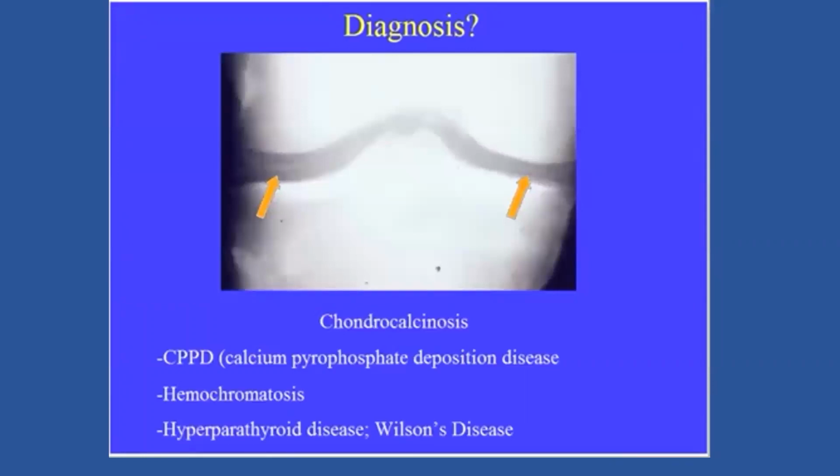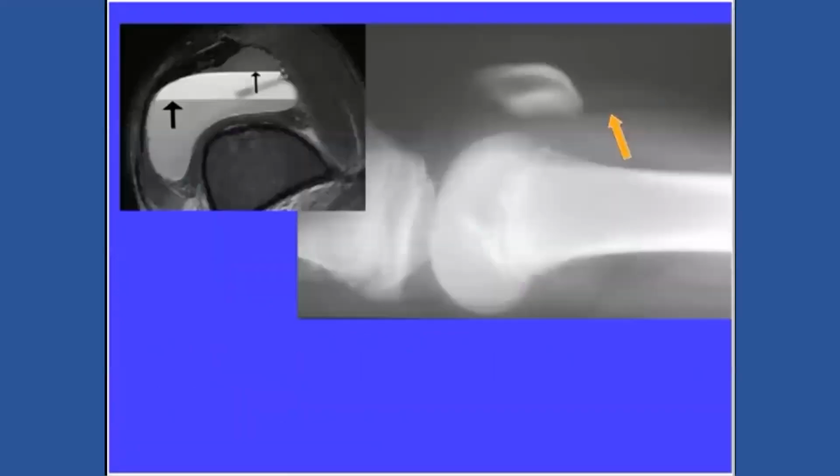And this shows you calcification of the meniscus. This is chondrocalcinosis. You can also have calcium pyrophosphate deposition disease. We know that hemochromatosis, where you have increased iron, can give you calcification. Hyperparathyroid disease, Wilson's disease, all these give calcification of the meniscus.